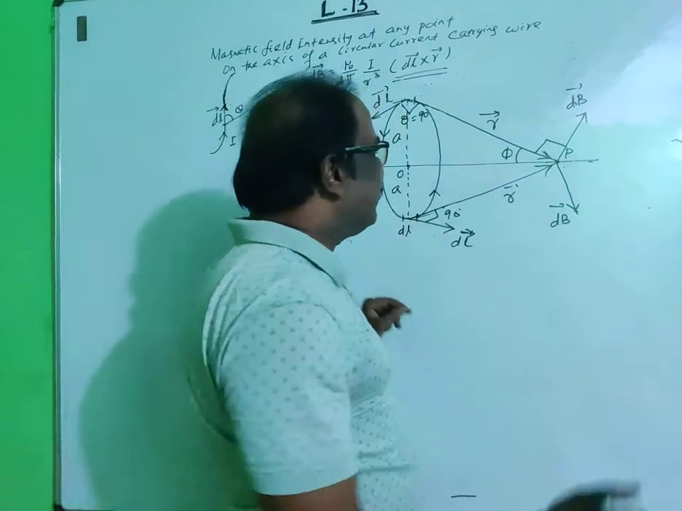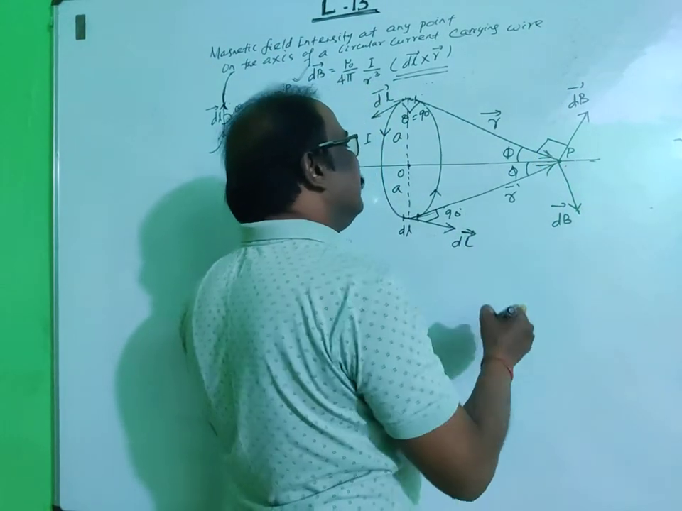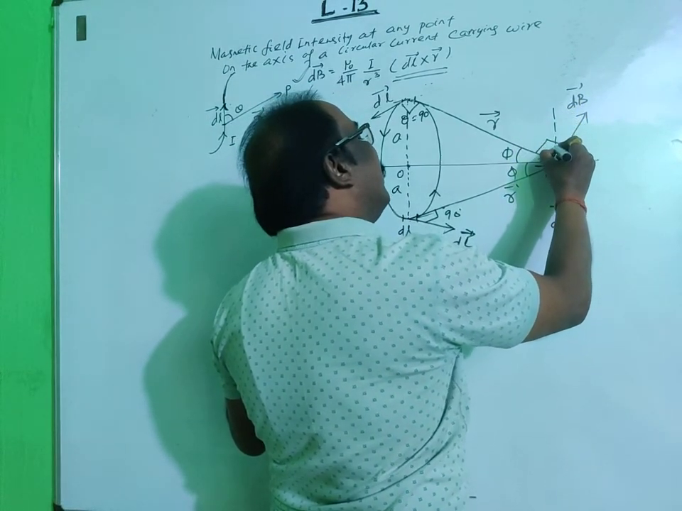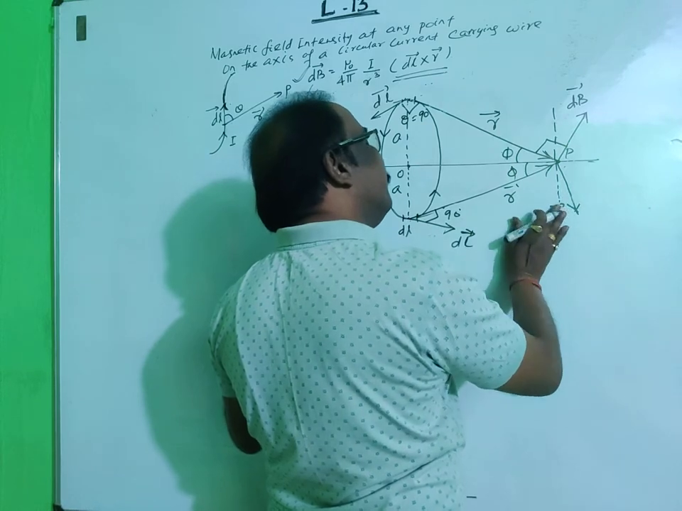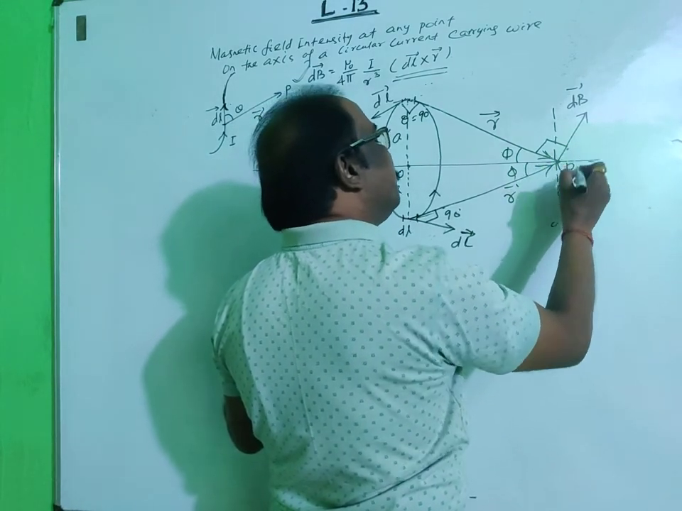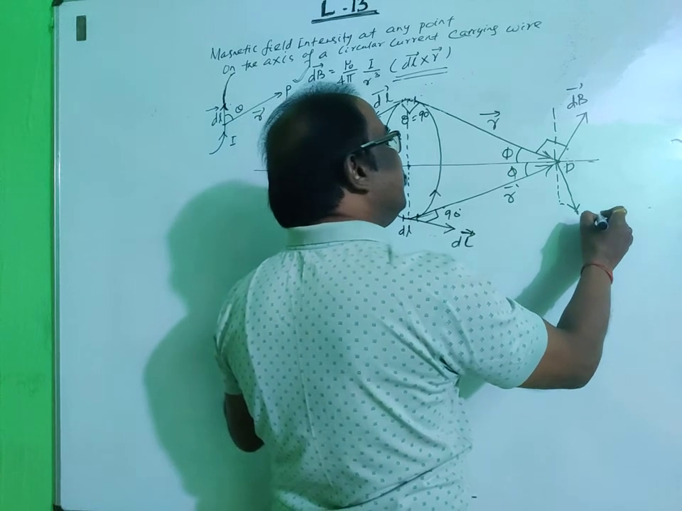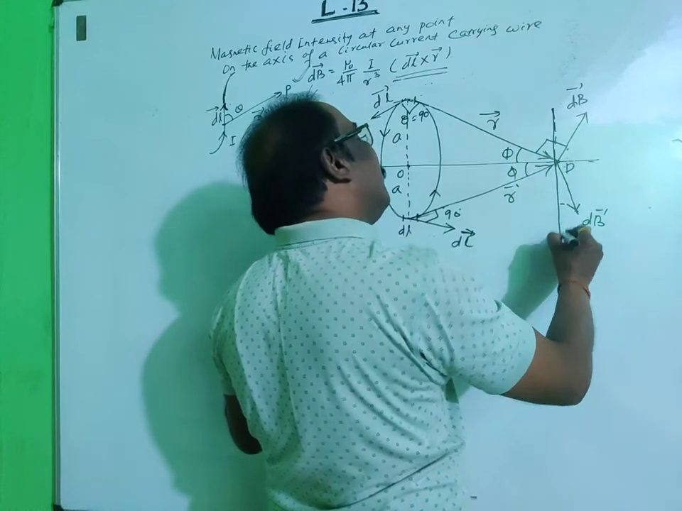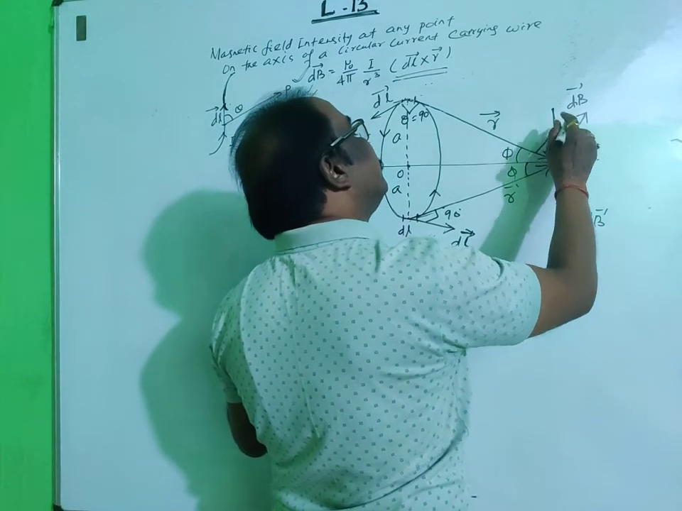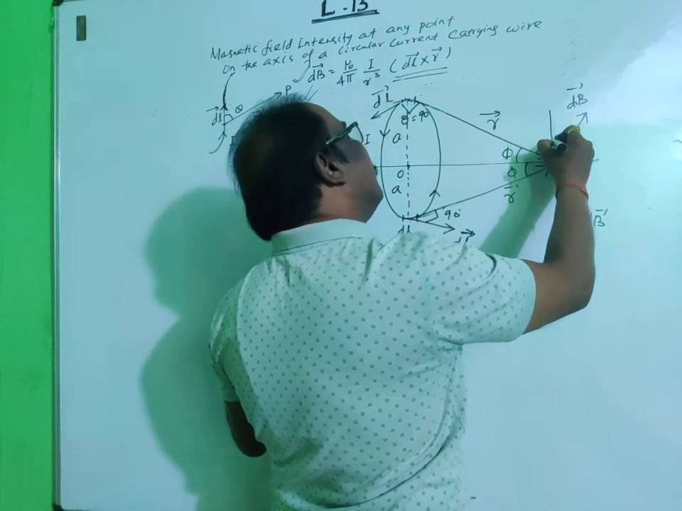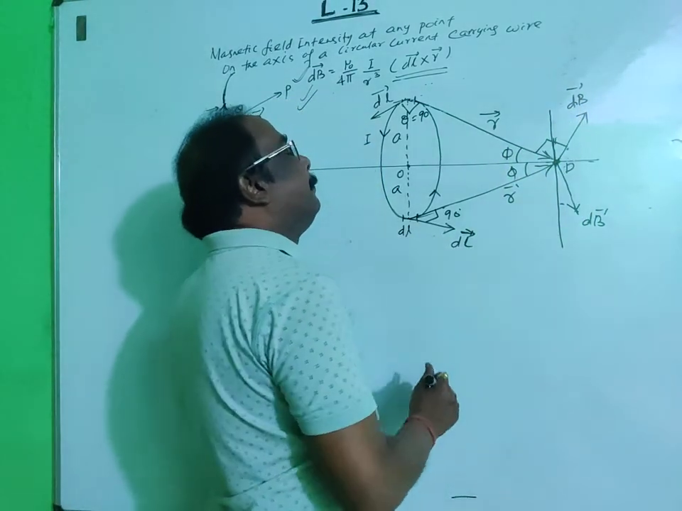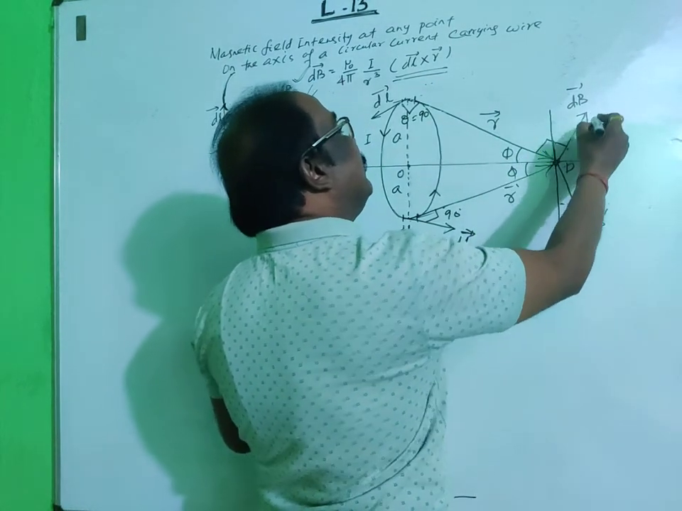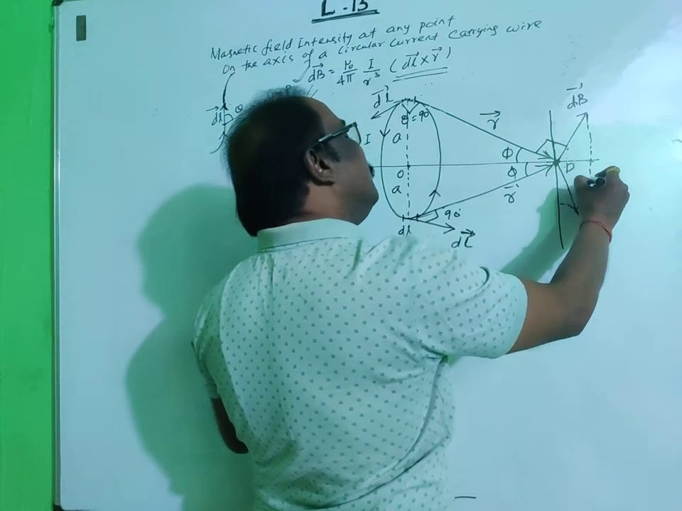Again this angle is phi. This angle is phi. So draw a line perpendicular to the axis. See, this point P. This is dB. Draw a line perpendicular to the axis. See, what is this angle? This angle is phi. Okay, you just make this one, it will be easier.